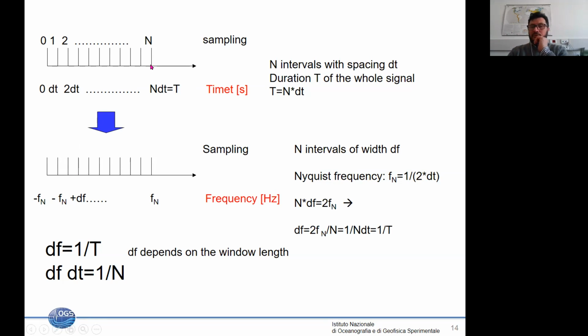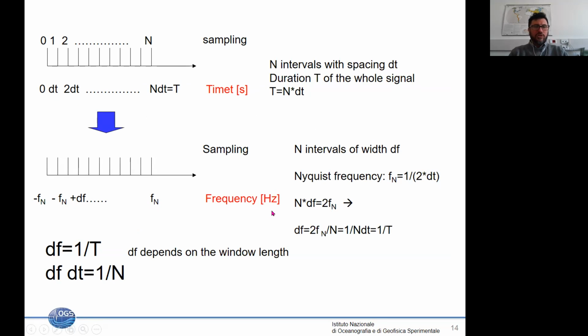There is another important thing that we have to remember, that is the limitation imposed by the sampling rate. If our sampling rate is, for example, df, it means that I can only retrieve a maximum frequency which is half of df, for the total number of samples divided by 2.